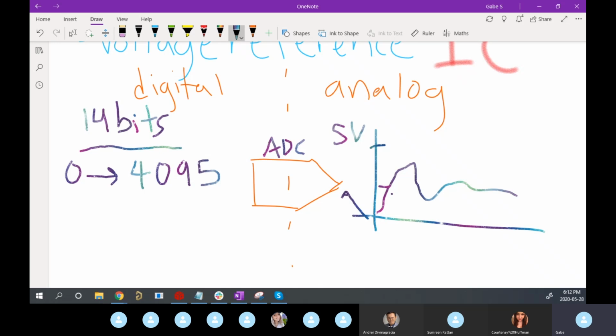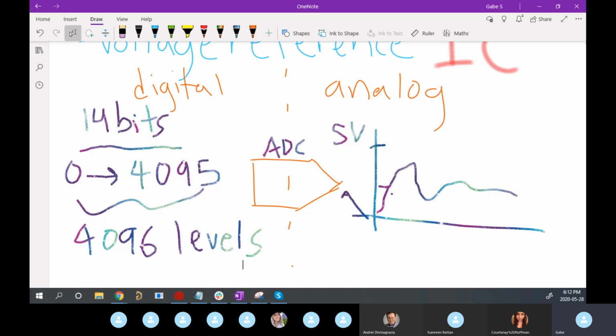So this is actually 4096 different steps, or different levels is maybe a better word, because you have 0 in there, right? If I had 0 to 5, I'd have 6 different levels, right? 0, 1, 2, 3, 4, 5.